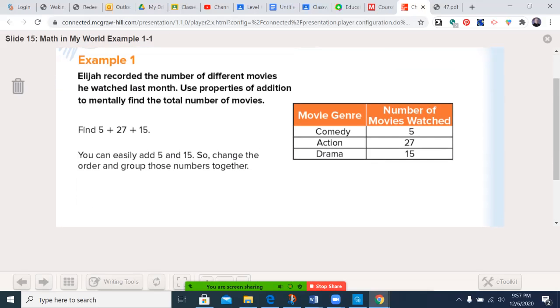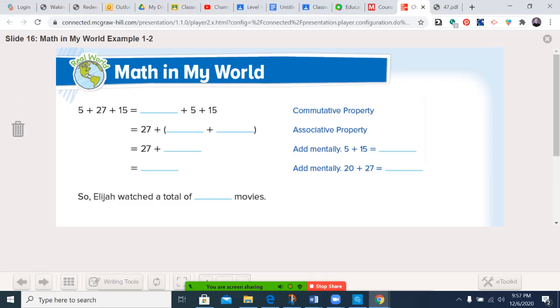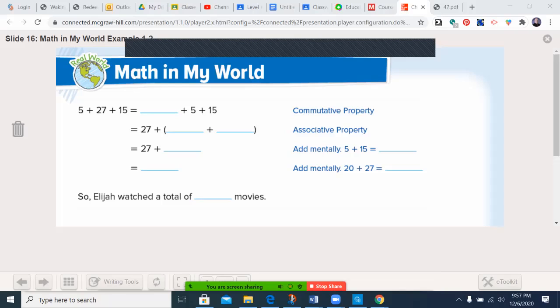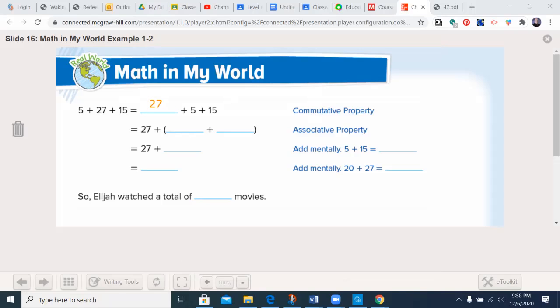Example, basic. Elijah recorded the number of different movies he watched last month. Use the properties of addition to mentally find the total number of movies. So I had 5 plus 27 plus 15. Let's see what they give us just to make your life easier. So first I'm going to change the order, and I'm going to get my annotation tool. I'm going to change it to 27 plus 5 plus 15. I probably would have gone 5 plus 15 plus 27 personally, but that's up to you.